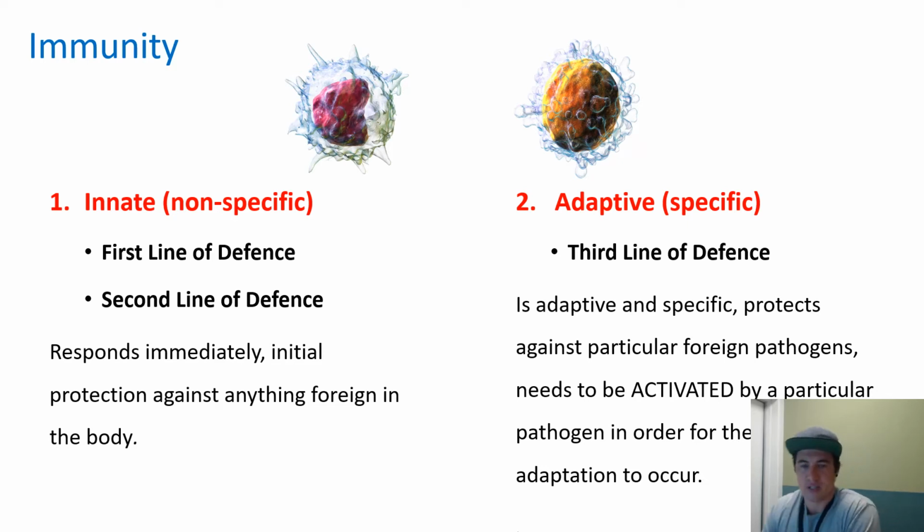And then number two is our adaptive or specific immune system. It's our third line of defense. It's as the title says, it's adaptive, so it can change. It's specific to certain types of invaders. It protects against particular foreign pathogens. It needs to be activated by a particular pathogen in order for the specific defense or adaptation to occur. So this is where the whole antigen thing comes in.